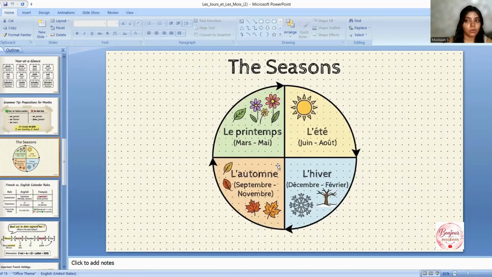Now next is l'automne. L'automne is autumn. It is from September to November. Then last is l'hiver. L'hiver is winter. It is from December to February. Let's repeat the seasons once again. Le printemps, l'été, l'automne, l'hiver.